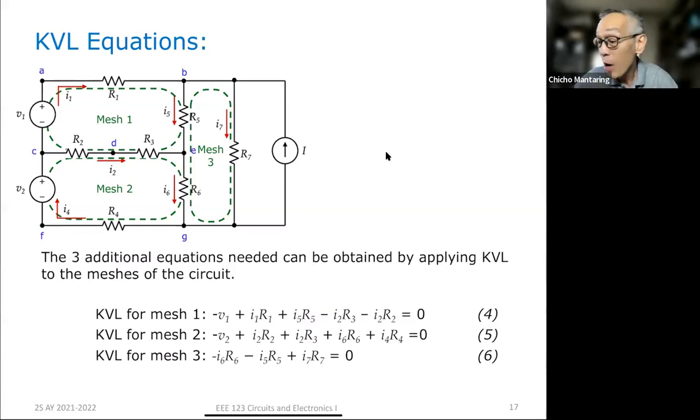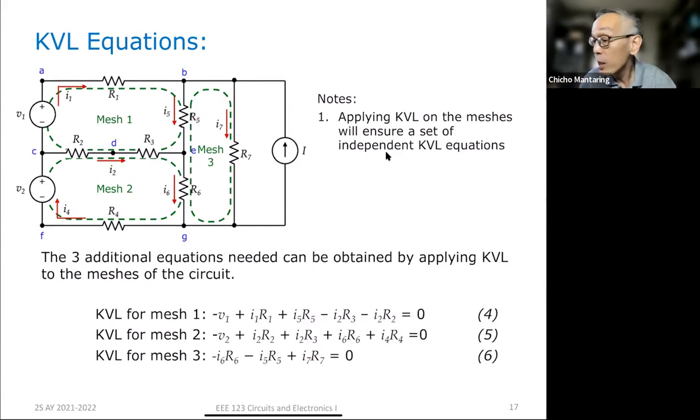Okay, why minus? Let's say I'm going around clockwise. In going around clockwise, yung direction that I'm going here is counter to the direction of current. No? Counter to the direction of current. That's why this should be minus I6 R6 minus I5 times R5, but it is plus I7 R7. No? Because if I'm going clockwise, it is with the direction of I7. So that's equal to 0.